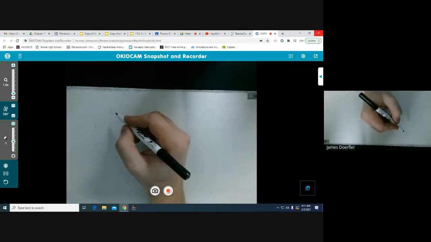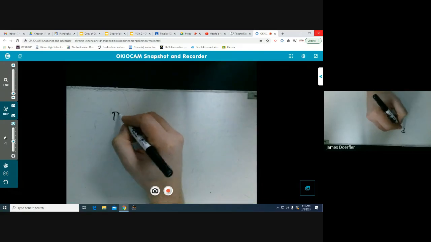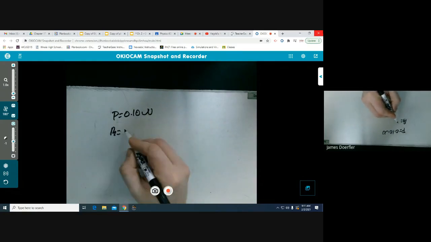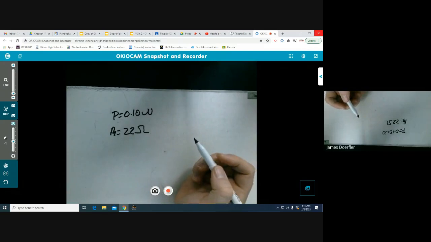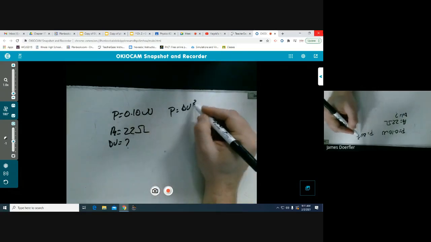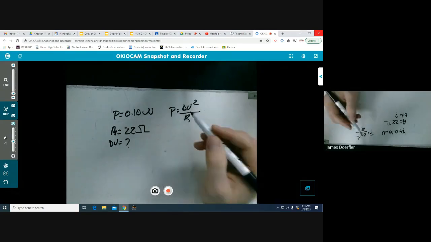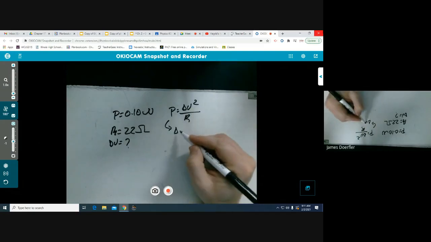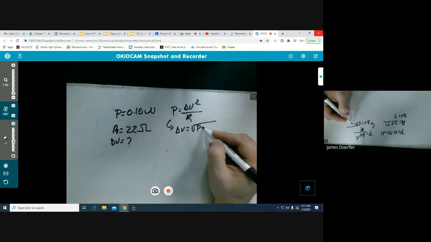So my question to you is, looking at number three, what formula are we going to use? What do we know? We know power, that's a W. We know resistance. And so now we're trying to find a potential difference. So we're going to, again, use the same formula. This time, we're solving for V. But don't forget, you got that square to deal with here. So delta V is equal to the square root of P times R.